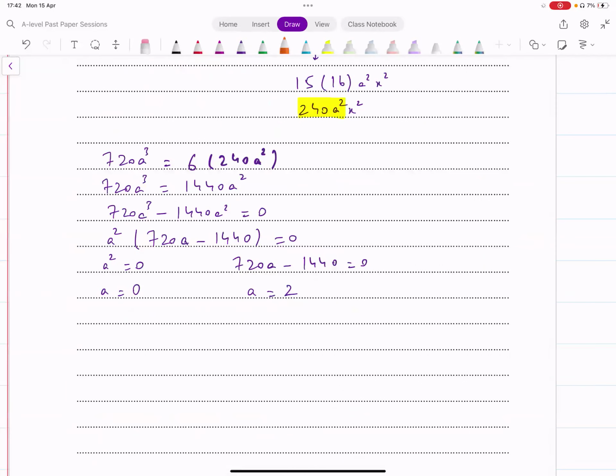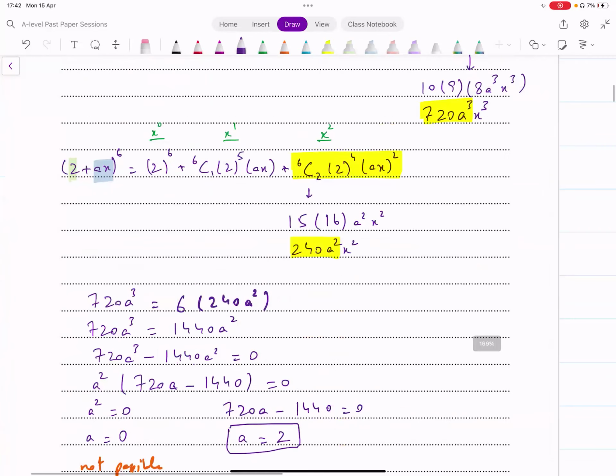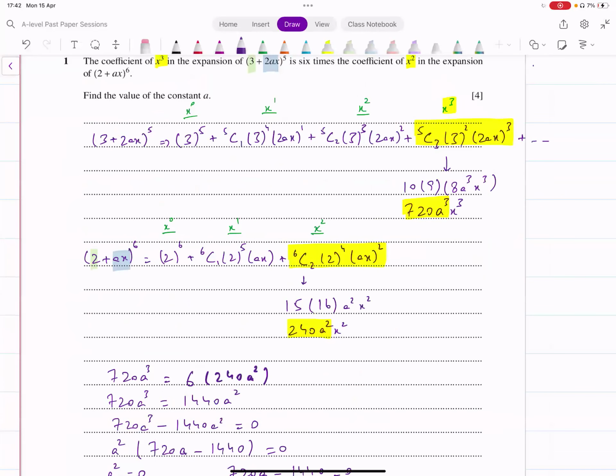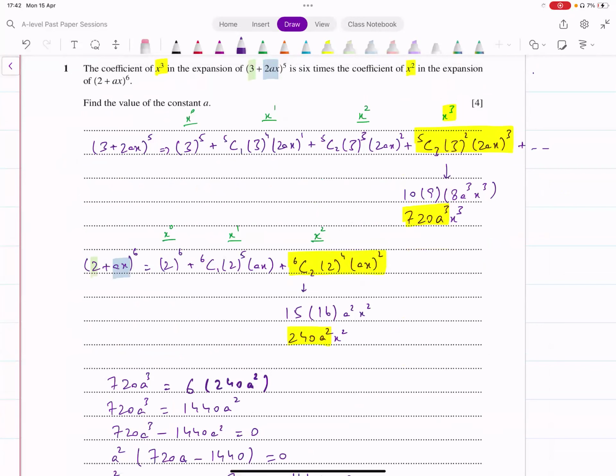So we say this is not possible. The only answer that we get is a equal to 2. And that's the result that we were looking for. The value of a turns out to be 2. And in the question as well, it's pretty clear. It says find the value of the constant a.